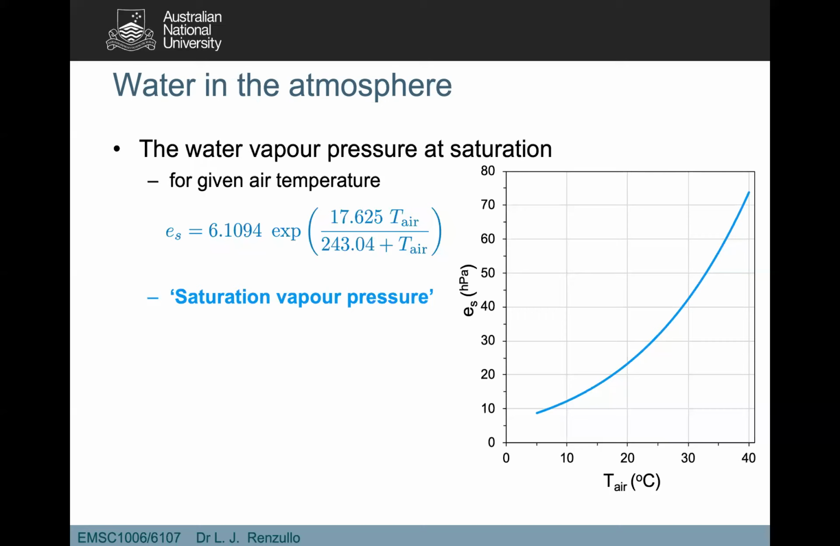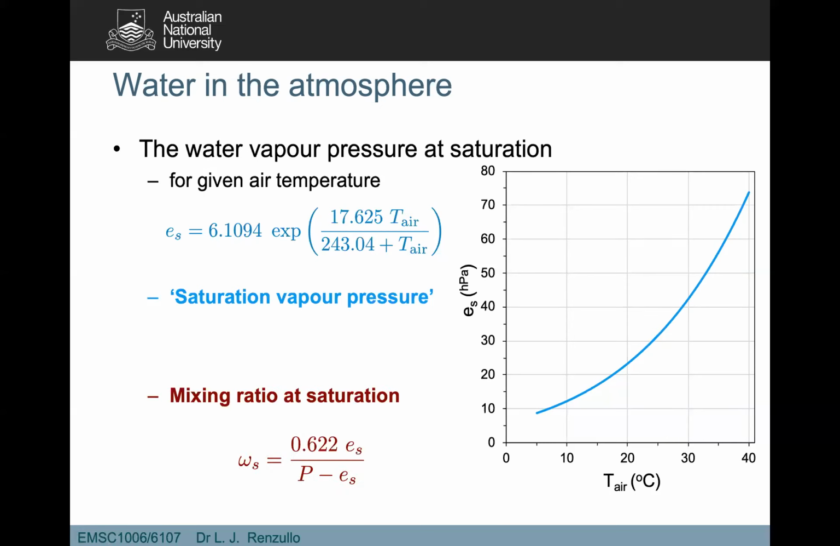The vapor pressure at the point of saturation can be calculated as a function of the air temperature. This is known as the saturation vapor pressure. So saturation vapor pressure is a function of air temperature. It increases as air temperature increases.